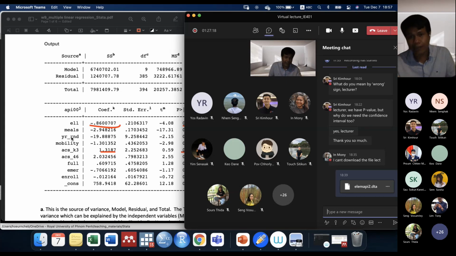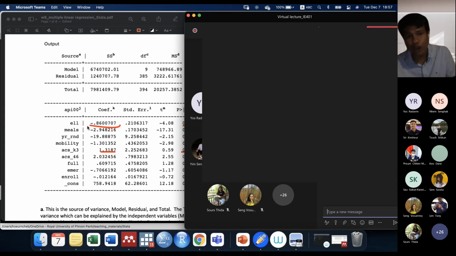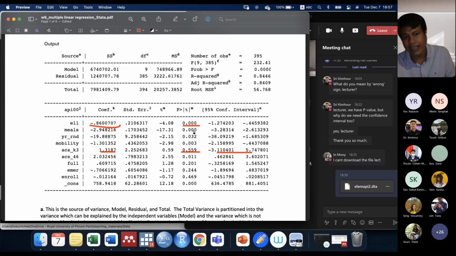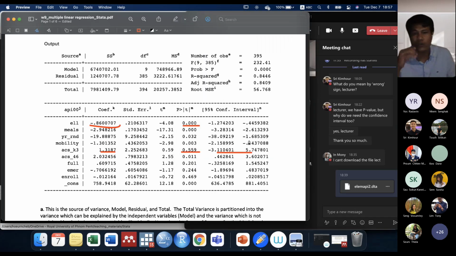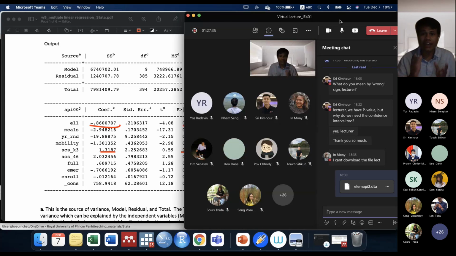However, again and again, you only concern yourself with a wrong sign when it is significant. If it is an insignificant wrong sign, don't worry, because the confidence interval of an insignificant variable can be negative or positive. All right? You only care about the wrong sign at a significant level. Following me? Yes, thank you.